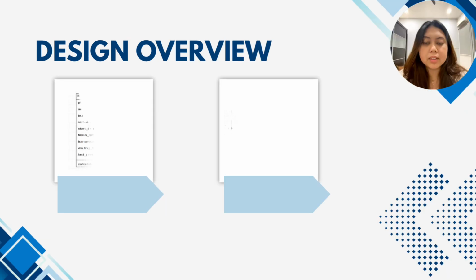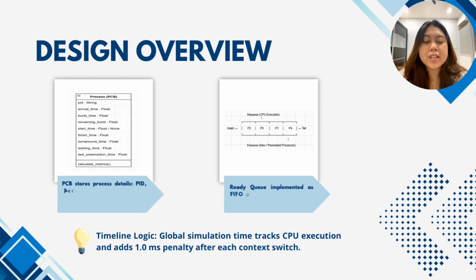Thank you. In this section, we'll look at the core design of our simulation. First, each process is represented by a process control block (PCB) which stores essential details such as process ID, arrival time, burst time, start and finish time, turnaround time, and waiting time.